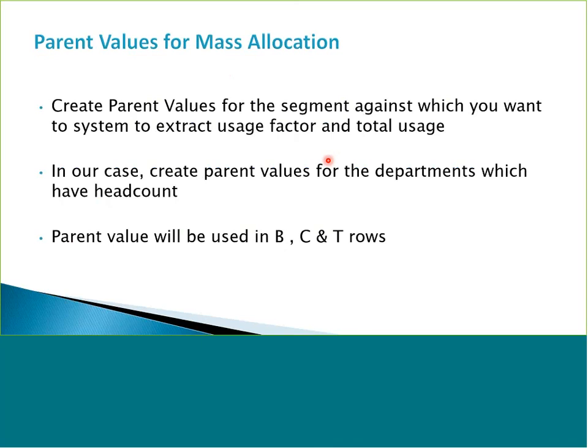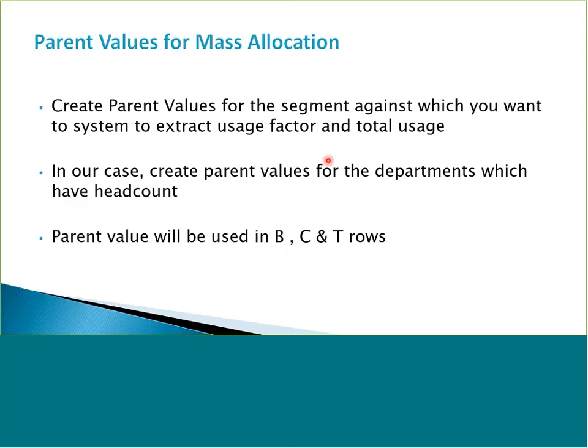Remember, I told you that we need to put our departments in parent values, so that we can put that combination using the parent value in that one line, either for total usage or for usage factor, and then we can use the feature of looping to tell Oracle to go back to each of the child values under that parent value to either look for the usage factor, or to allocate the amounts if it is in the target lines.